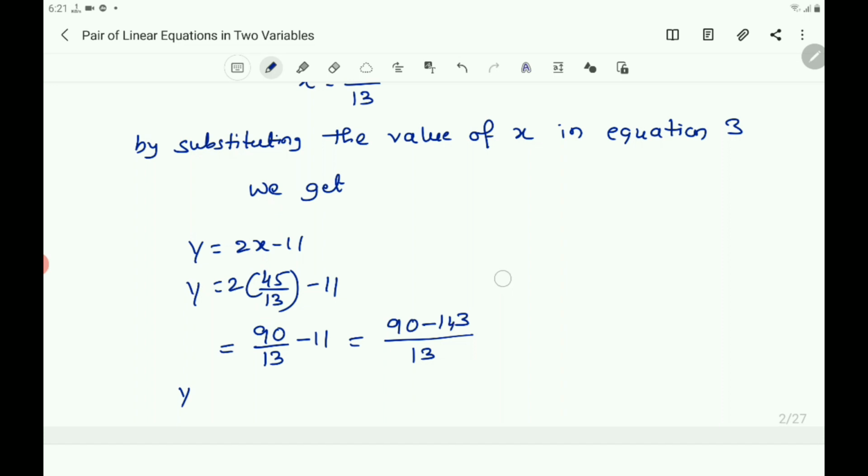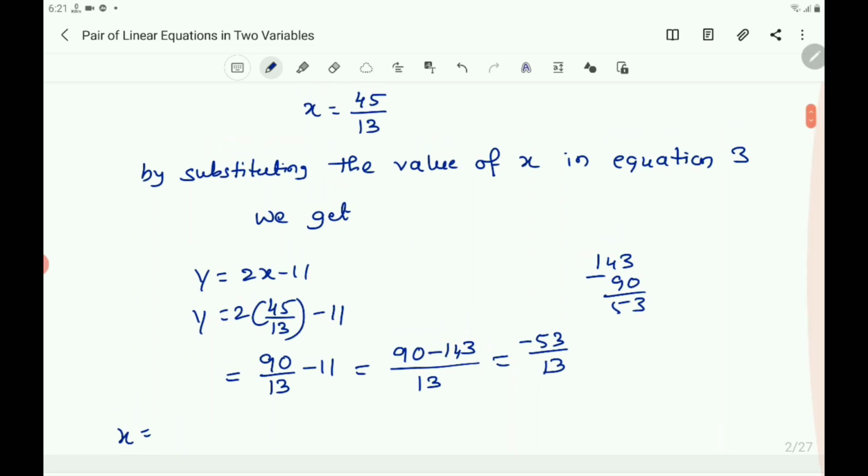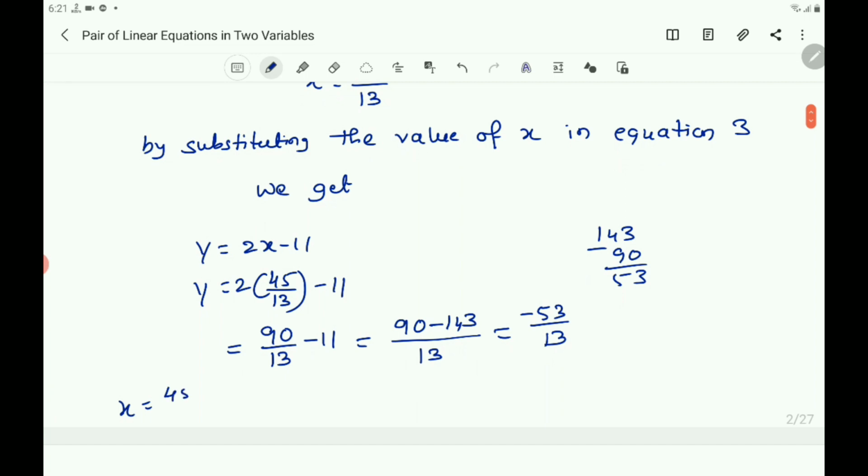That equals here 90 minus 143 is, as they are having different signs, you subtract the smaller from the greater. That is 143 minus 90 is 53, you will get minus 53 by 13. In this way you got the value of both the variables. So you got x equals 45 by 13 and y equals minus 53 by 13.